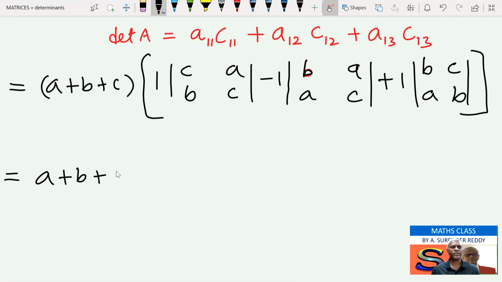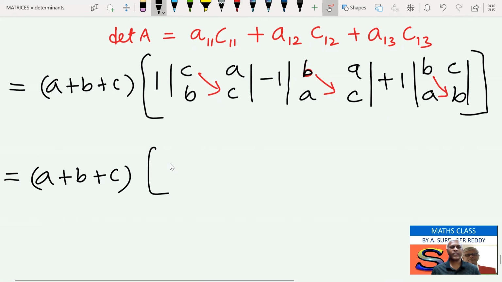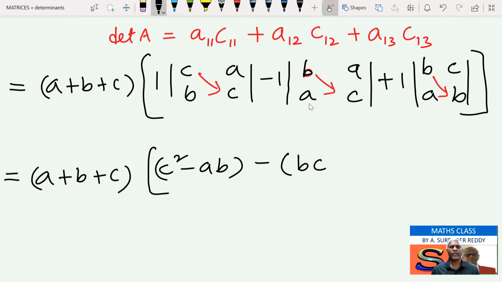Simplifying this, AD minus BC, AD minus BC, AD minus BC. So C into C, C square minus AB. So this is minus into BC, A into A minus A square. So this is B into B, B square minus AC or CA.